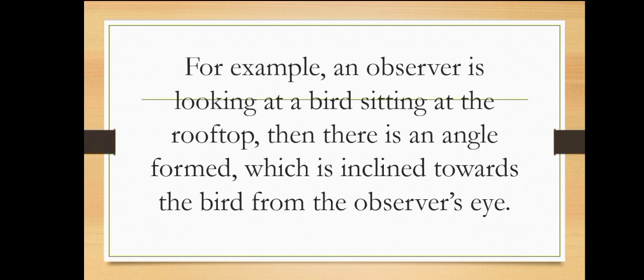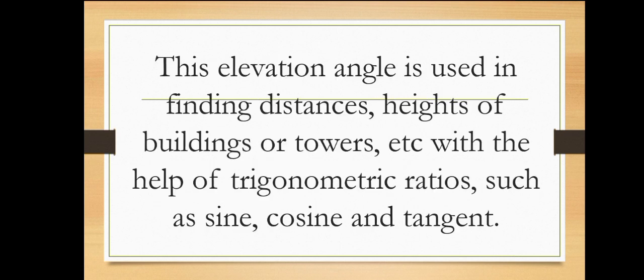For example, an observer is looking at a bird sitting at the rooftop. Then there is an angle formed, which is inclined towards the bird from the observer's eye. This elevation angle is used in finding distances, heights of buildings or towers, etc. with the help of trigonometric ratios such as sine, cosine, and tangent.